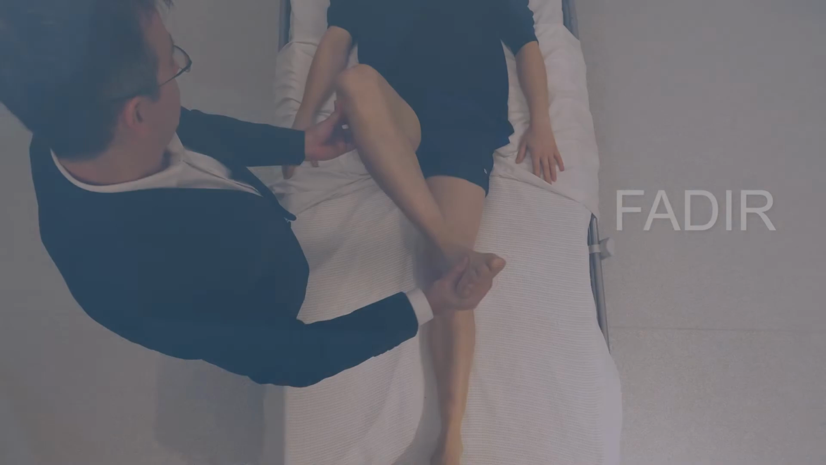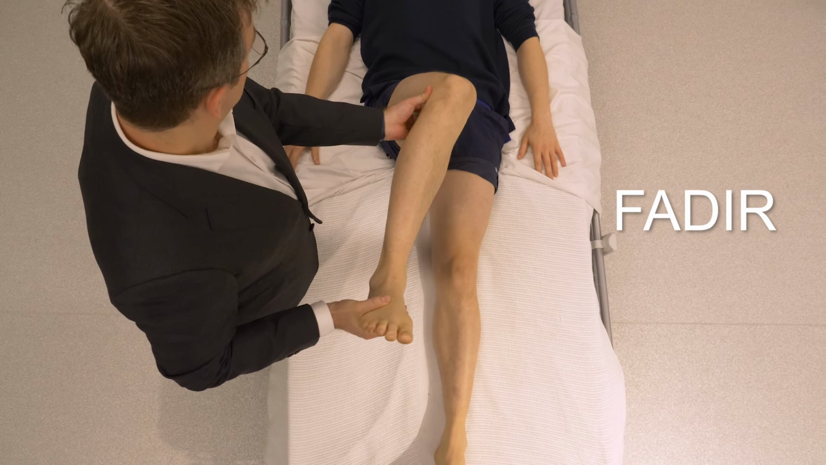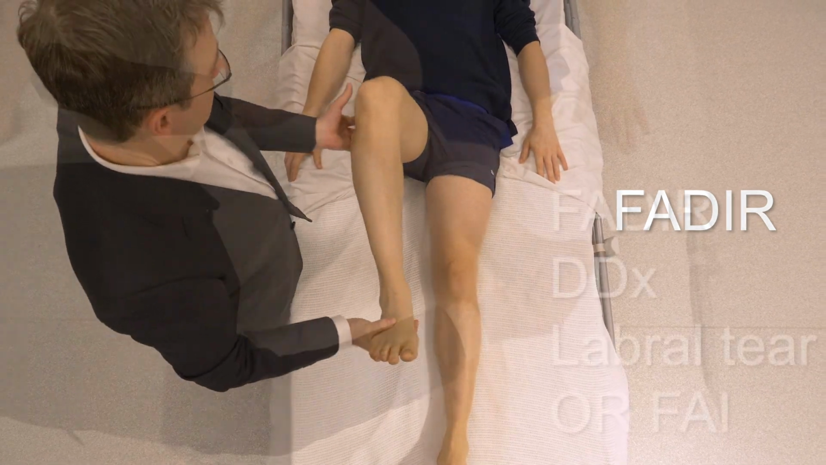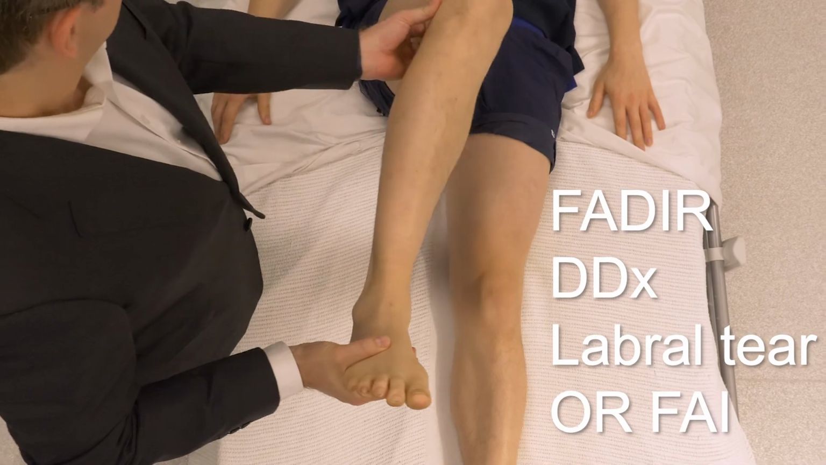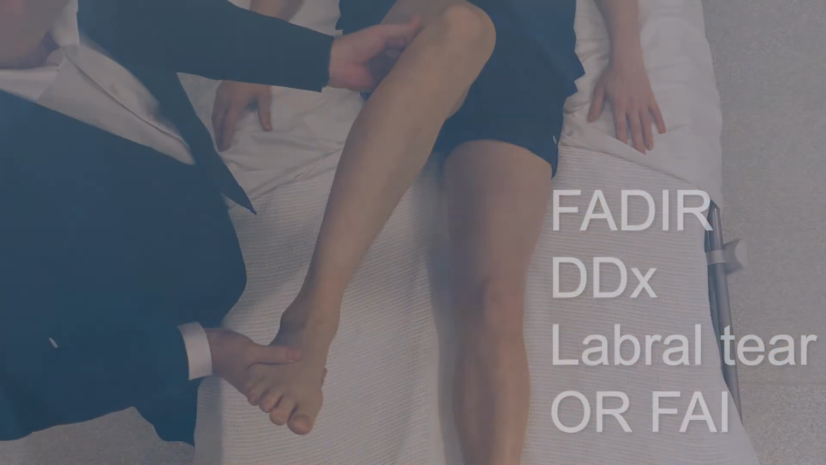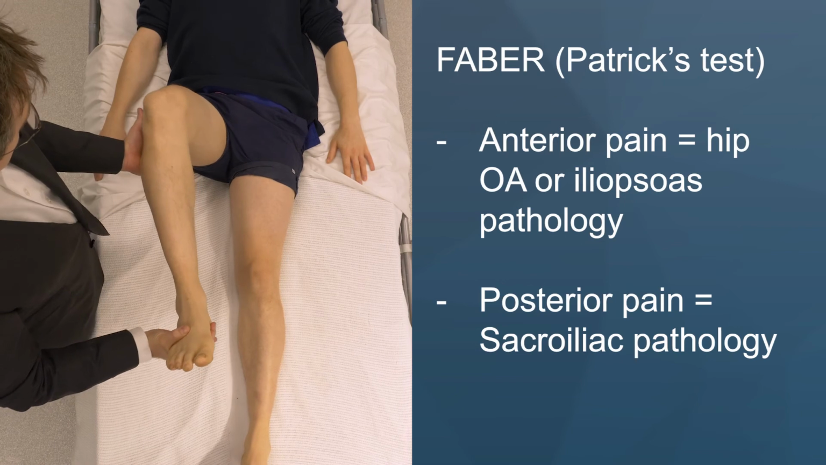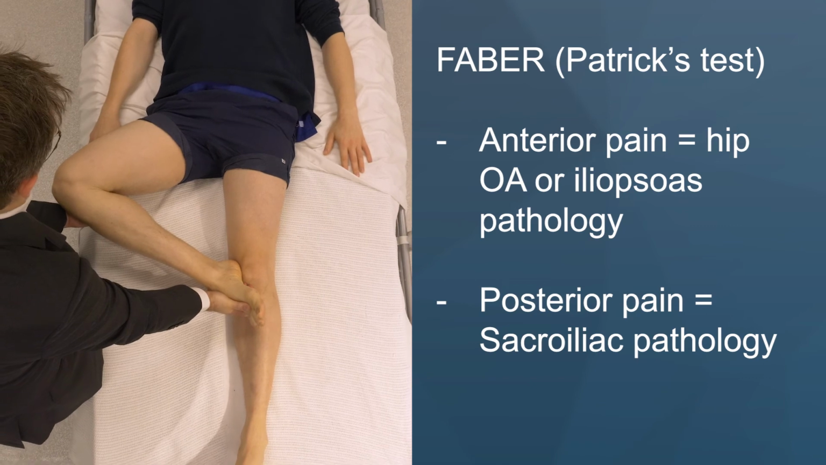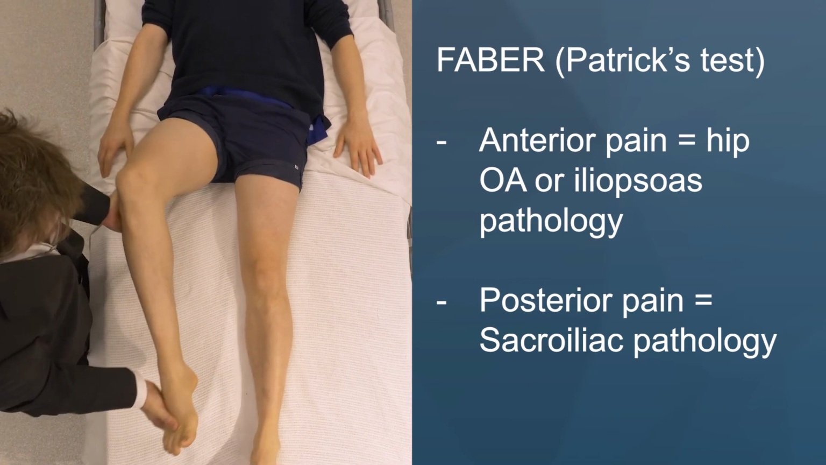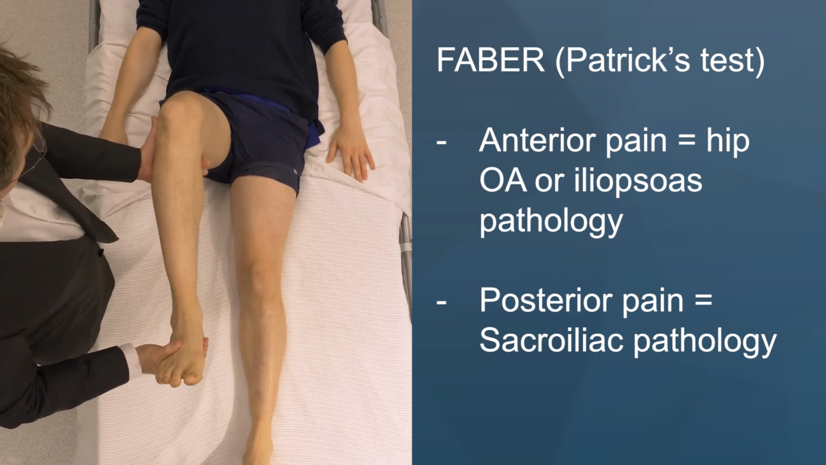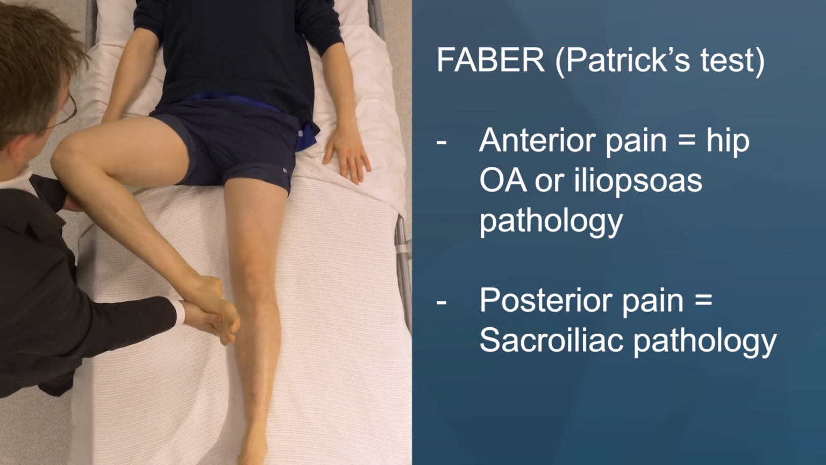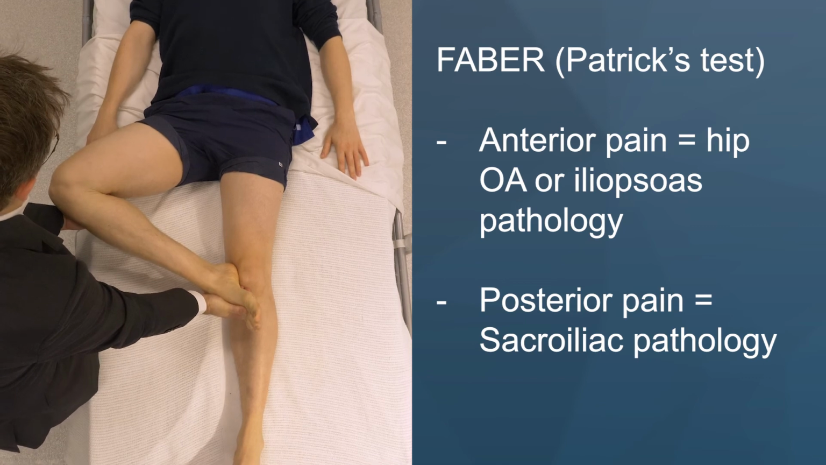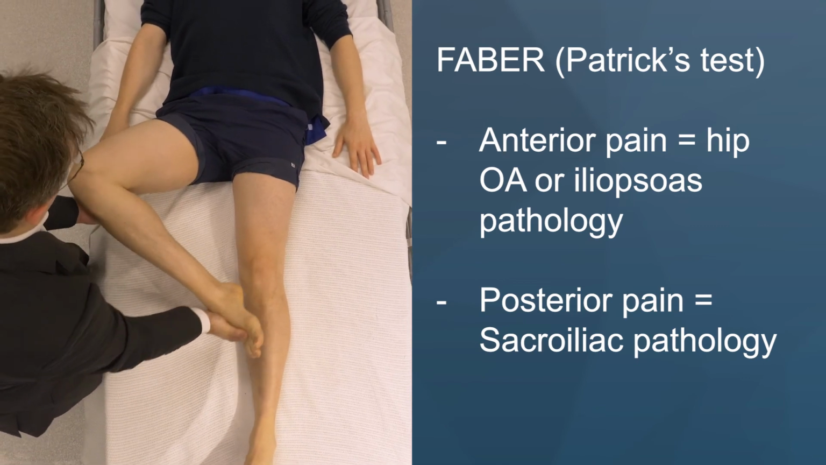Special tests. Whilst in the supine position, we can assess the following special tests. For FADIR, flexion at 90 degrees, adduction and internal rotation, with hip or groin pain suggesting labral tear or anterior femoroacetabular impingement. FABER, aka Patrick's test, is flexion, abduction, external rotation, asking if the pain is at the front or the back. Anterior groin pain may indicate hip arthritis or iliopsoas pathology, whilst posterior pain may indicate sacroiliac pathology.